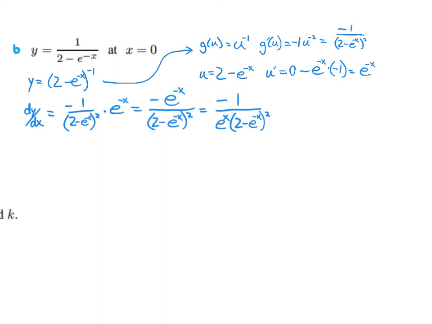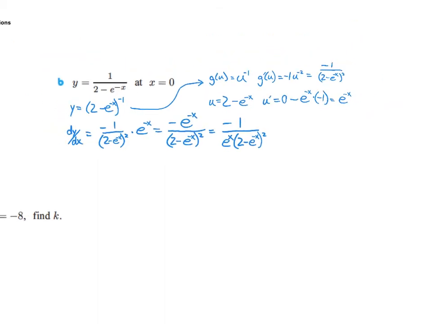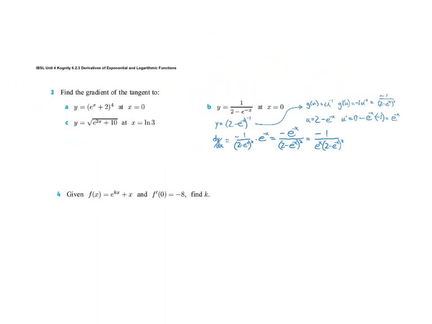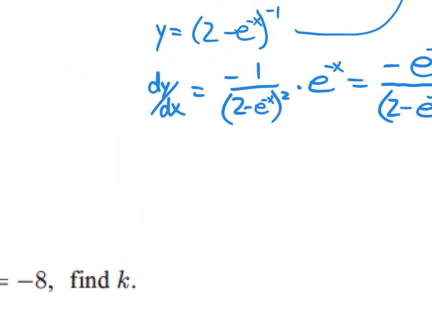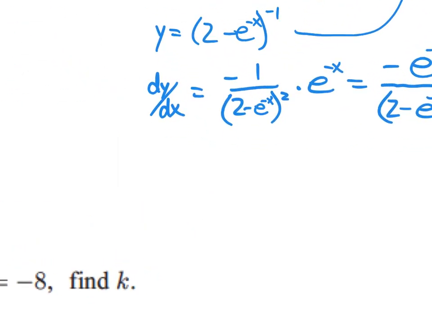Now, the reality of this particular problem is that it doesn't actually matter how far you simplify. Because are we looking for dy/dx? No. The problem is asking us to find the gradient of the tangent, or the slope of the tangent line, when x is 0. So really, as soon as I get here, I can plug in 0. Thanks for fooling us.